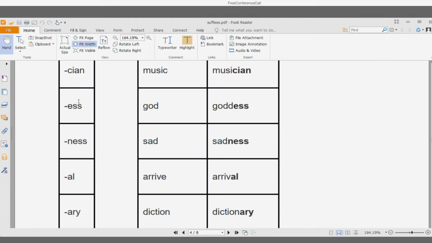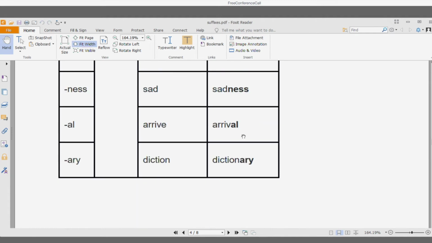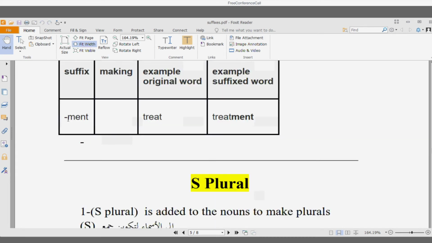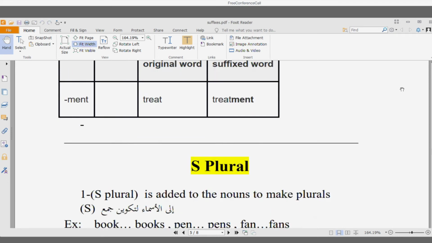وعندي ال AL مثل arrive arrival الفعل حولناه إلى اسم، وعندي ال ARY مثلا dictionary، وعندي ال ment مثلا treat هو فعل treatment صار لي اسم، تحول لي الفعل إلى اسم. هذه أمثلة عن ال derivational suffixes.